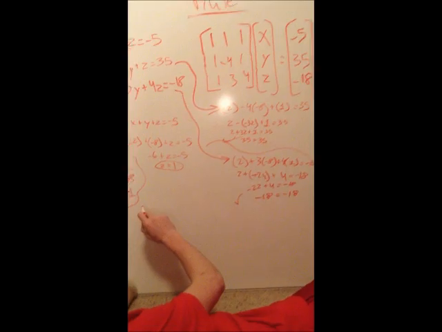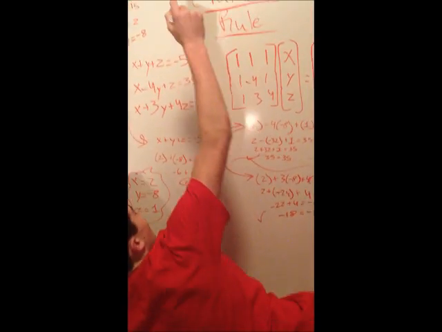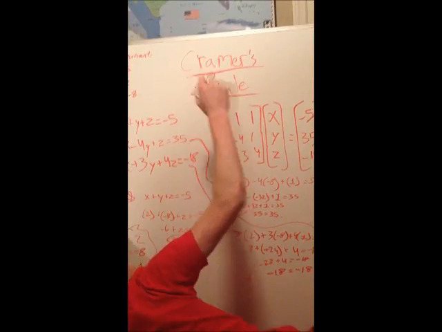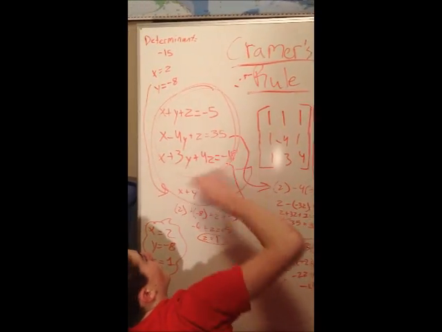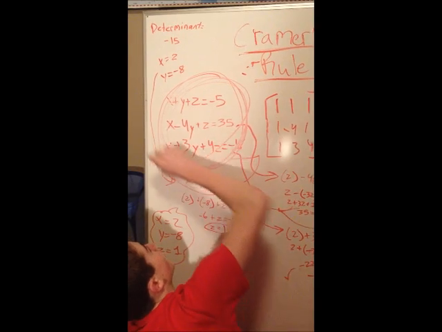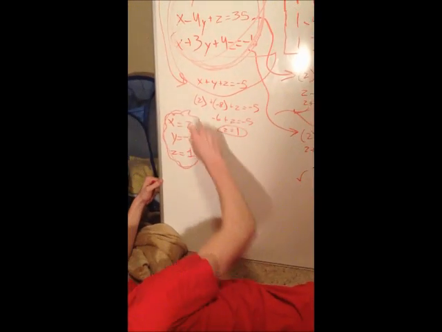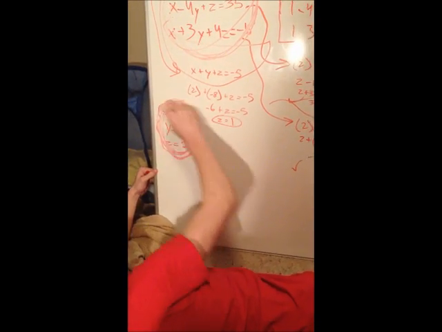So that is how you use Cramer's rule. You solve a system of equations with 3 variables, and these are your answers.